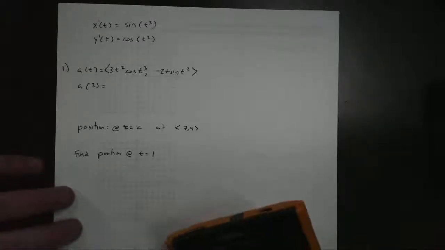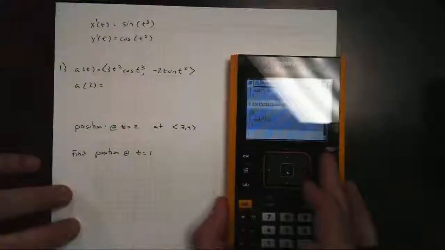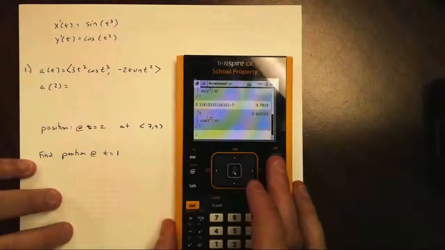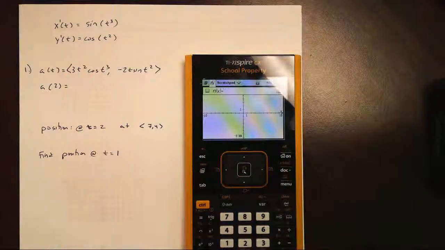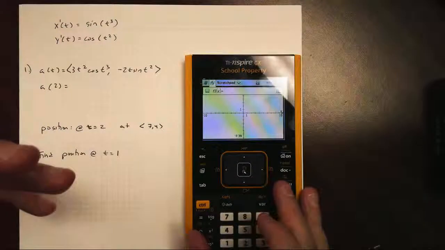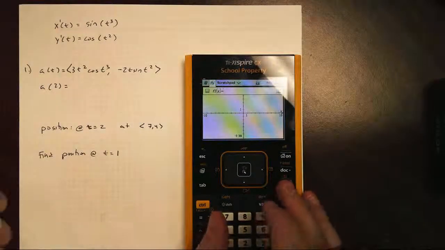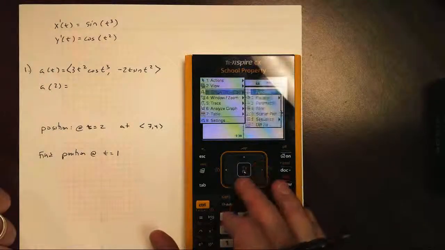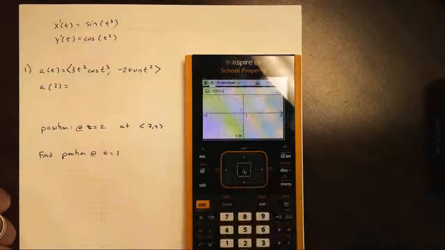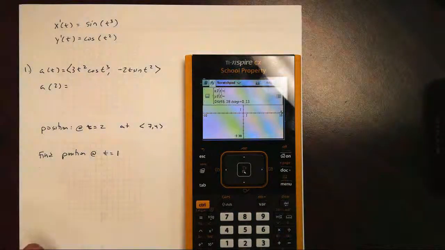Okay, so for part 2, I'm just going to show you how we can also use the graph on the calc, the TI-Nspire, to help us out here. If I go to my graph, first of all I have to graph this as a parametric. To do that, I'm going to go to Menu, go to Graph Entry, and go down to number 3 for a parametric. And it's going to set me up a parametric equation.